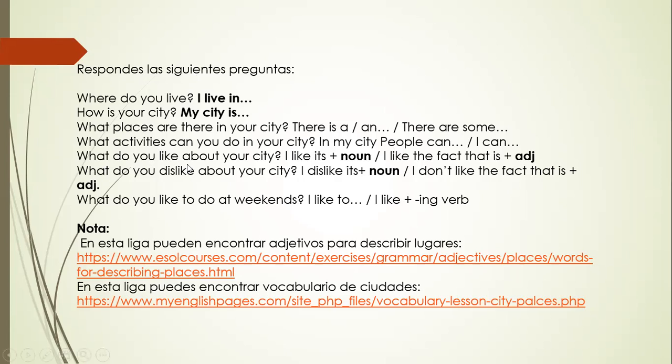What do you like about your city? I like its, por ejemplo, me gusta su clima. I like its weather. Me gusta su gente. I like its people. Me gusta su tamaño. I like its size. O I like the fact that is, pueden utilizar un adjetivo.